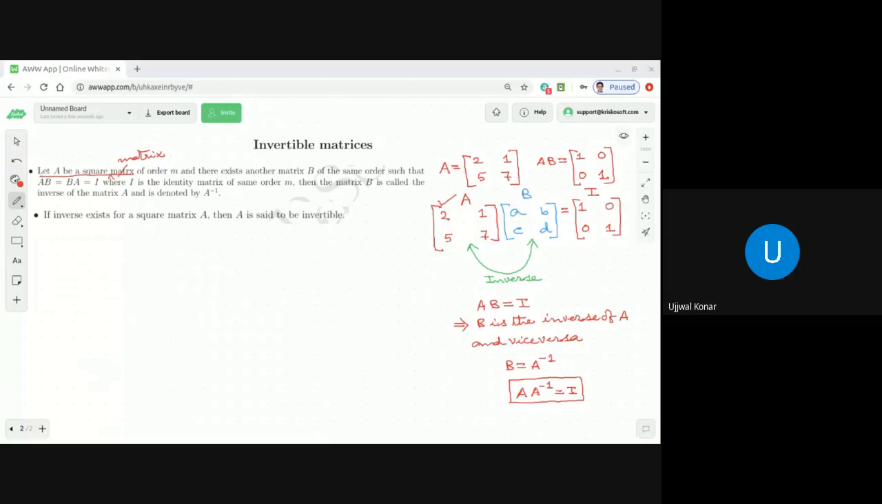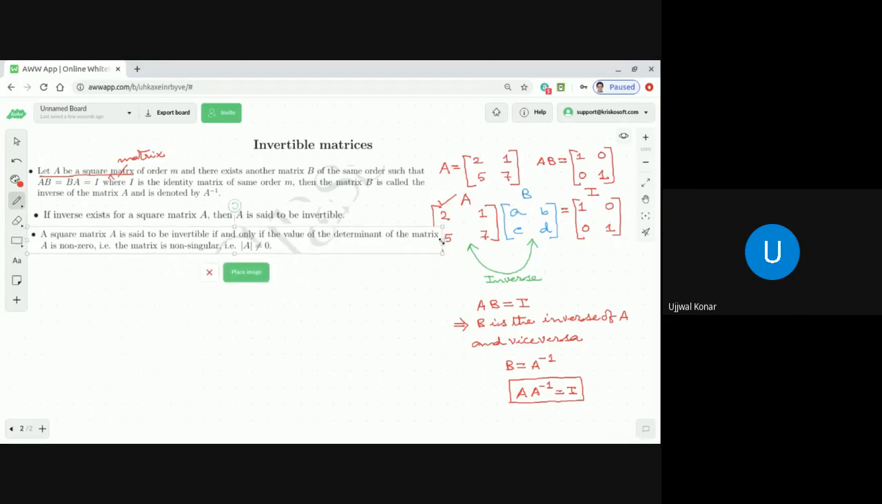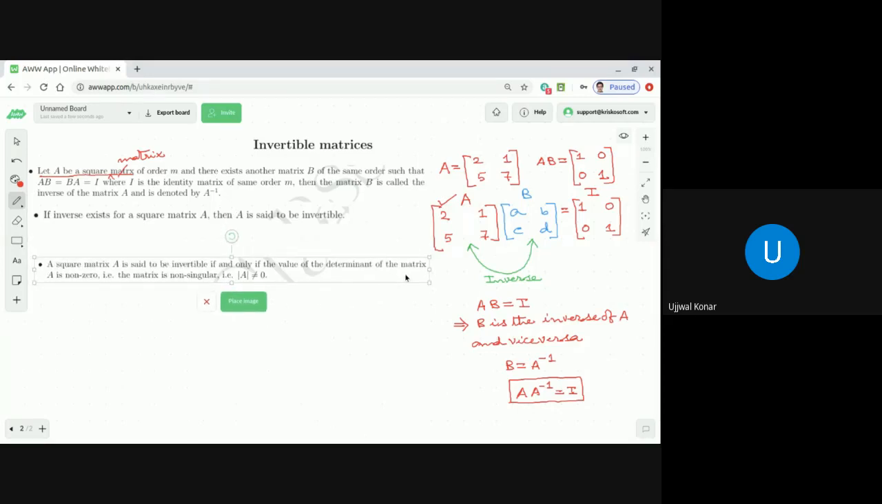That is, the matrix is non-singular. When the corresponding value of the determinant of a matrix is non-zero, then it is known as a non-singular matrix. Otherwise, it is known as a singular matrix. Let me explain these steps in a little more detail. So what is meant by that? Let me explain. This is a very important point.